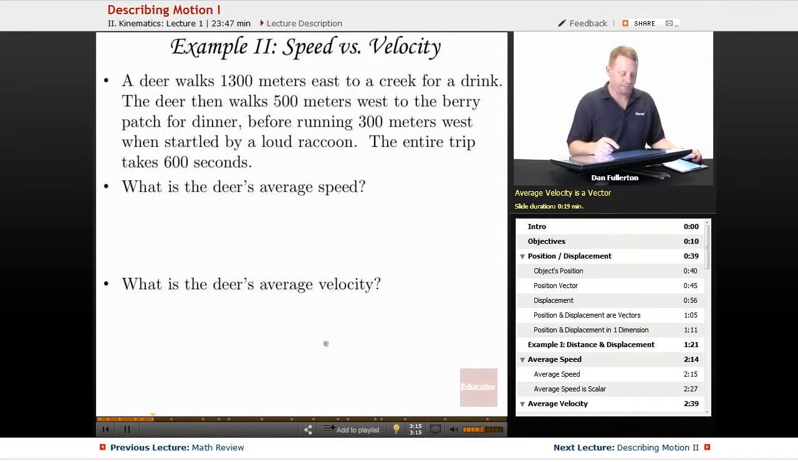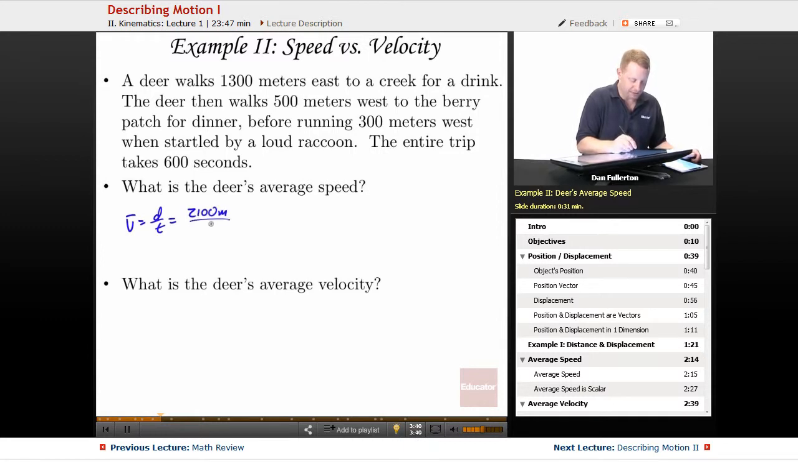Let's take a look. The deer walks 1,300 meters east to the creek, 500 meters west to the berry patch, before running 300 meters west when it's startled by that loud, evil, angry, nasty raccoon. The entire trip took 600 seconds, 10 minutes. What is the deer's average speed? Well, average speed is distance over time. It traveled 2,100 meters over 600 seconds, so the average speed was 3.5 meters per second.